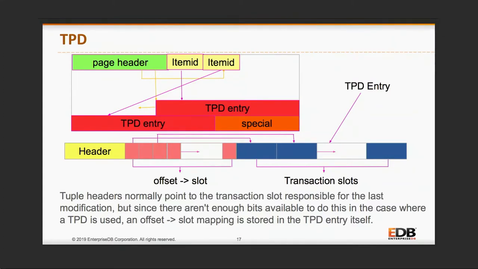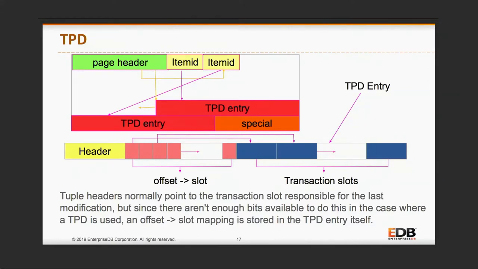So what we keep for each TPD entry, we also keep the offset to slot mapping there. These are 1 byte for every offset to slot. We keep 1 byte so that it maps to the slot. And each TPD entry belongs to a data page. So in Zheap, multiple data pages can point to the same TPD page, right? So this is what a TPD entry looks like.